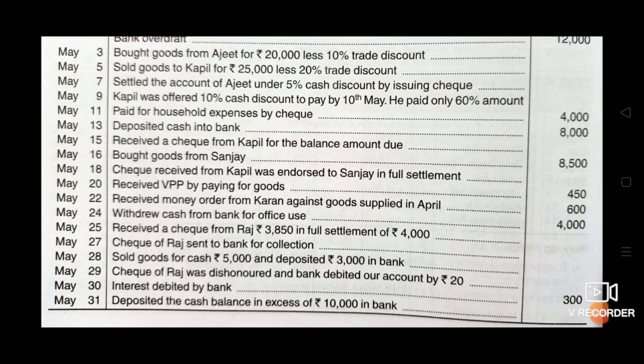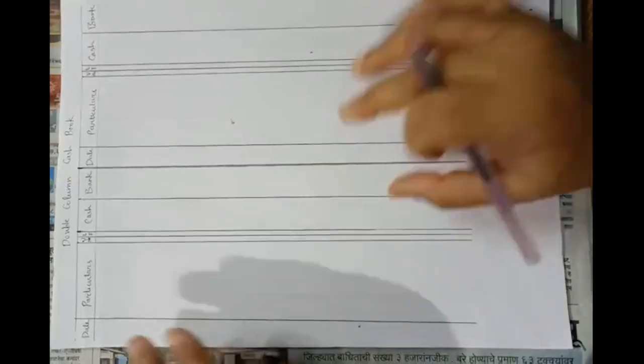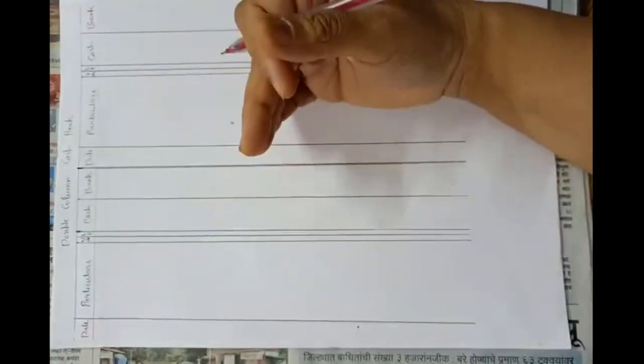30th May, interest debited by bank rupees 300, and on 31st May deposited the cash balance in excess of rupees 10,000 into bank. Means they kept rupees 10,000 in the cash box and deposited the excess amount entirely into bank. Okay, so in this way we have to solve this problem. This is an important problem and a little bit difficult, so concentrate. Let's start now. So let's prepare double column cash book, that is 2-column cash book.